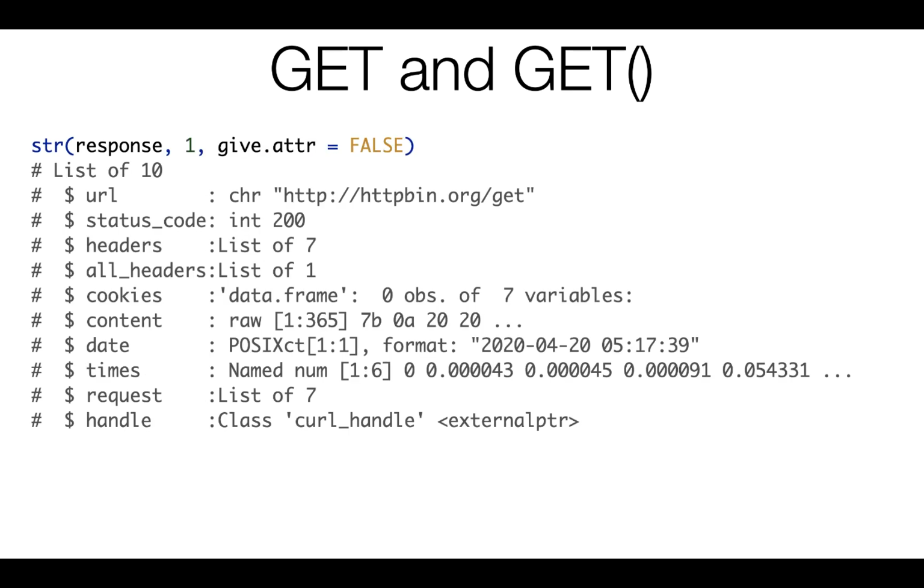If I look at the structure of this, it's a list of length 10. It's a named list, so this is a very familiar object in the R language, and it's based on exactly what you would think. It has the URL, the status code, headers, cookies. We haven't talked about cookies. They allow you to communicate other things like preferences to the web server. Then content, the date at which this was done, and lastly, there's that handle. The handle is a pointer to a curl object, which usually won't matter to us, okay?